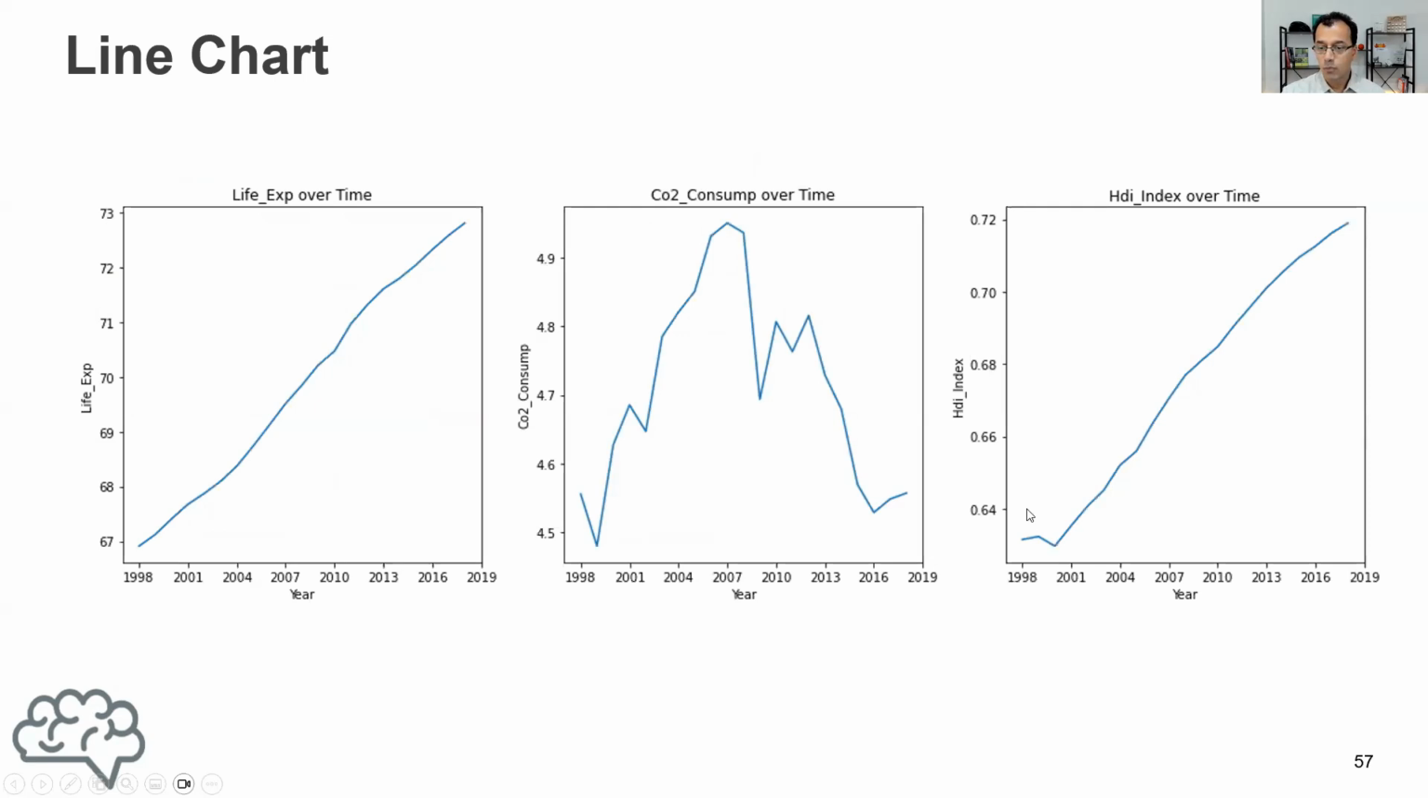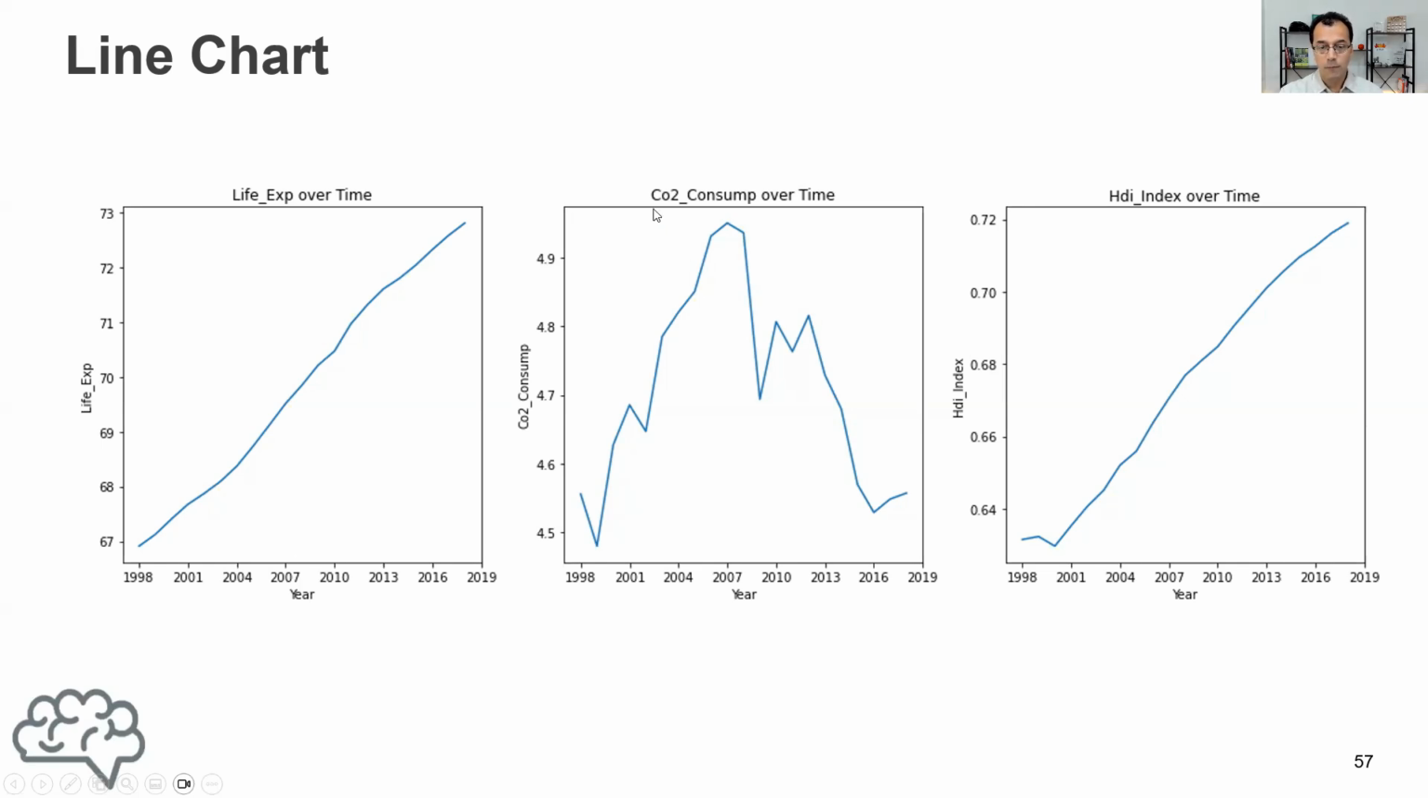So here I'm showing three examples of line charts. The first one is the life expectancy over time. This is for the Gapminder dataset. We can see that the life expectancy increased from approximately 67 years old in 1998 up to 73 in 2019. So in approximately 30 years, the life expectancy increased around 6 years.